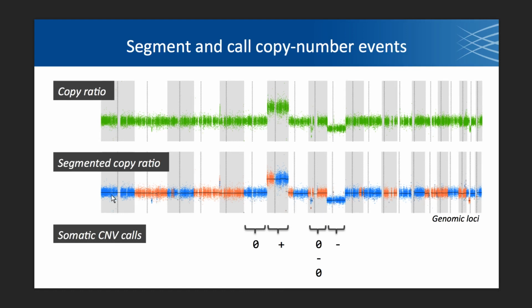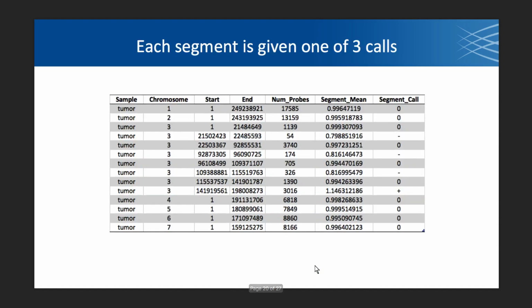So to indicate segmentation, we alternate the color of the segments between blue and orange, and you'll have a file that outputs for each of the segments a call 0, plus, or minus. And I think you can figure out what they mean. Here is an example call file, and the segmented file is identical to this file, except for in the called segments file, we add this last row.